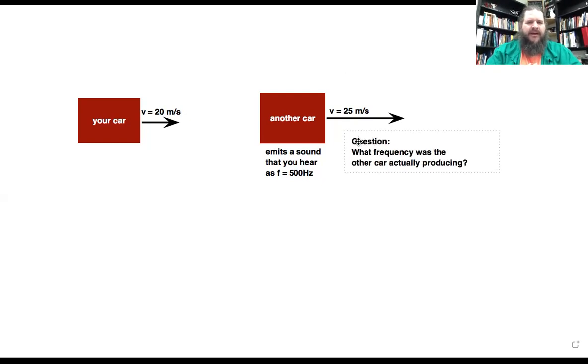And I think we have enough information here to find that out. To start with, what's the usual equation for the Doppler effect that links the frequency you hear to the frequency that was being produced? What equation have you been dealing with for that?